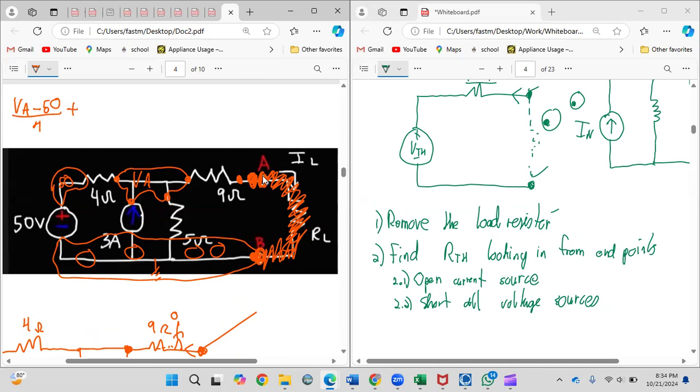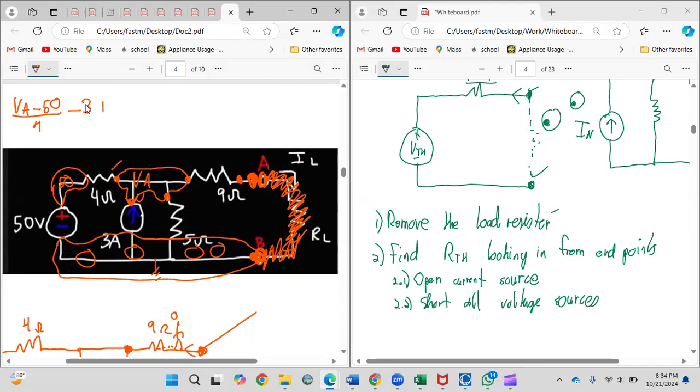Yay! Current, I want current. They gave me the current already. So in the correct polarity, I assumed the current going out. This one is going in the opposite direction to what I assumed, so we just have to match the polarity. So that would be minus 3.